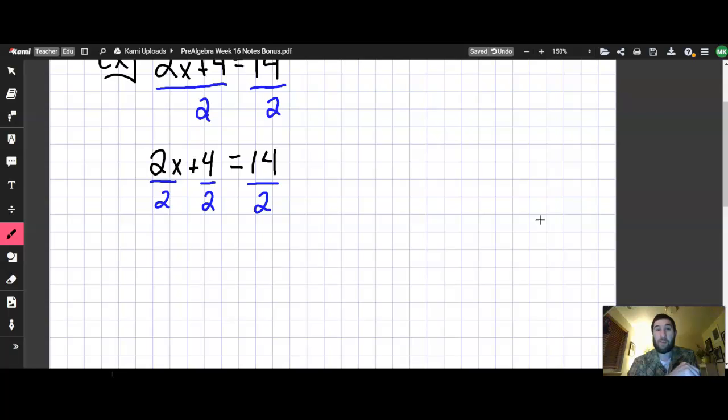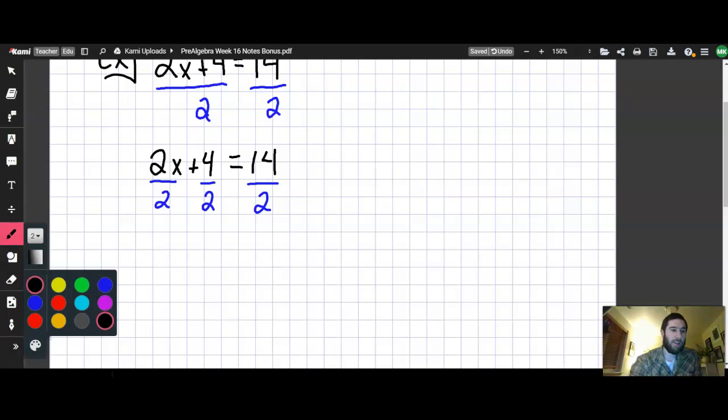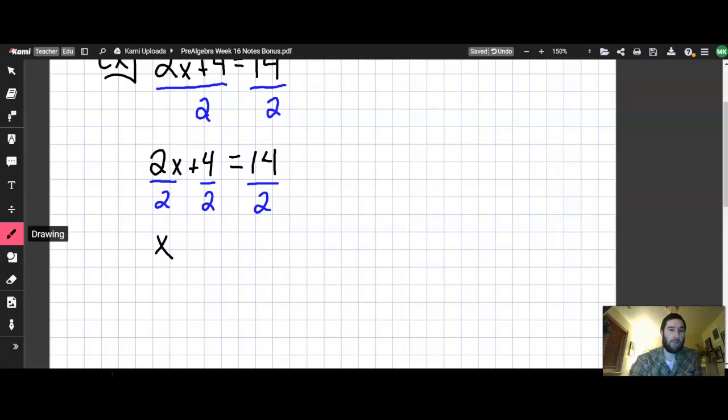And so when we divide by 2 first, the 2's cancel out with the x because 2 divided by 2 is 1, and that's how they cancel out. Multiplication undoes division. So we're just left with the x right there. But then we have 4 divided by 2, which is 2. So we're adding 2 now instead of the 4. And on the other side of the equal sign, 14 divided by 2 is 7.